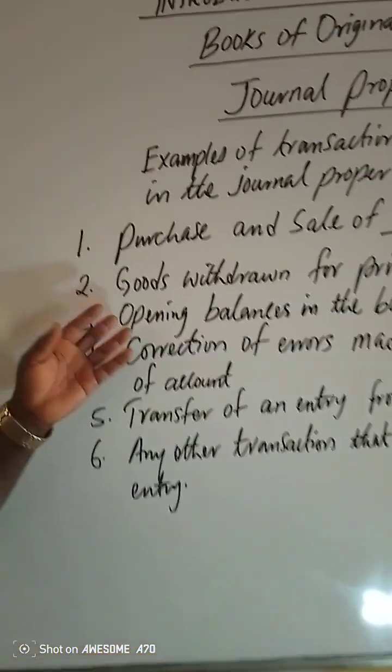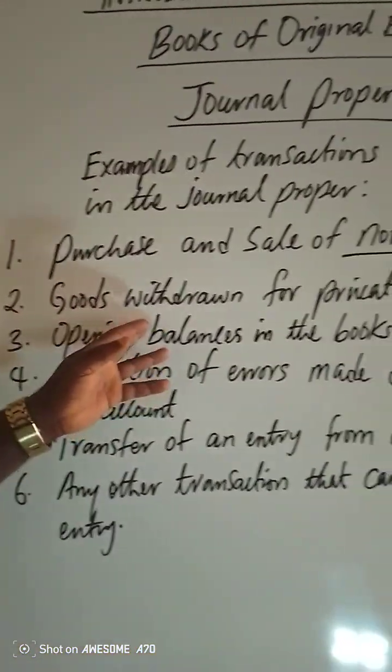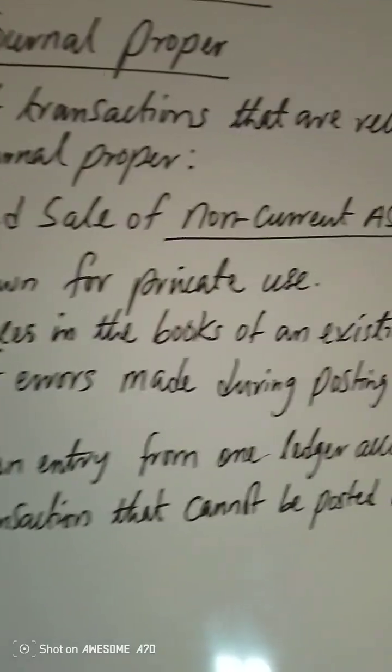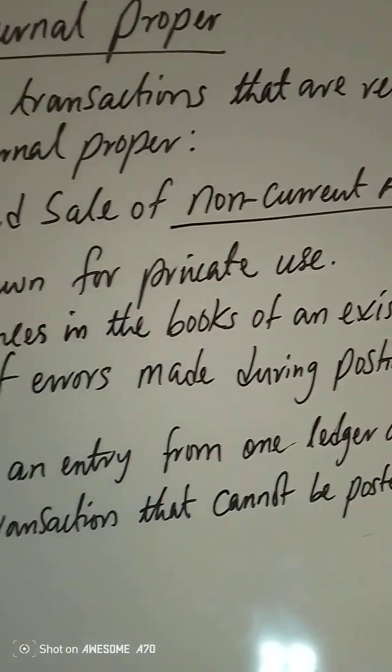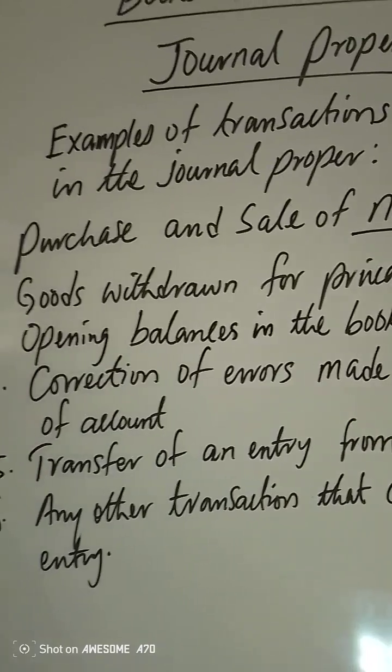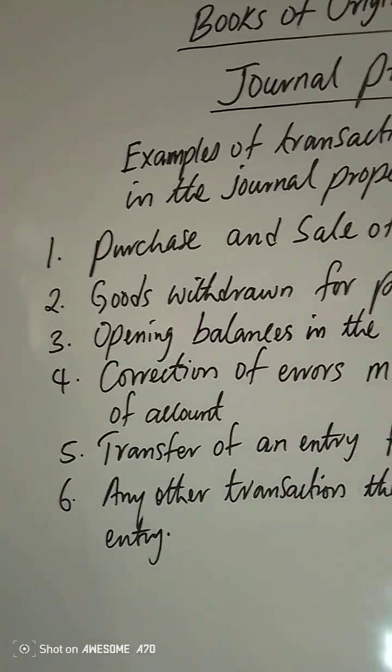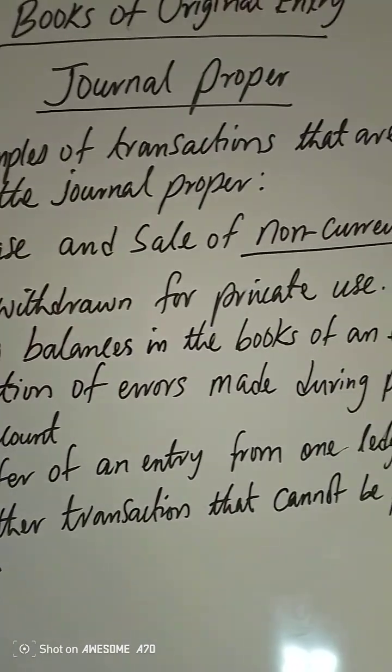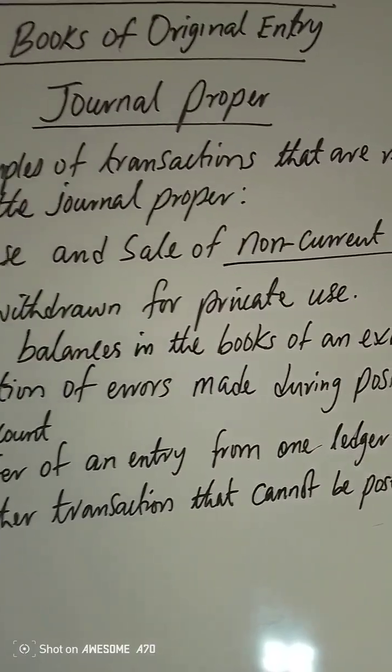Then the next one, we have what is called goods withdrawn for private use. These are goods withdrawn, and it is not cash. Therefore, you cannot record it in the cash book. So the only place you can record this type of transaction is in the journal proper.